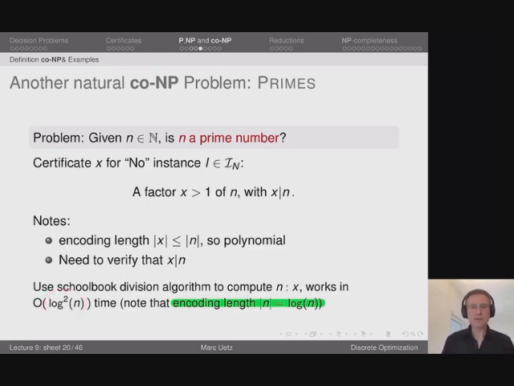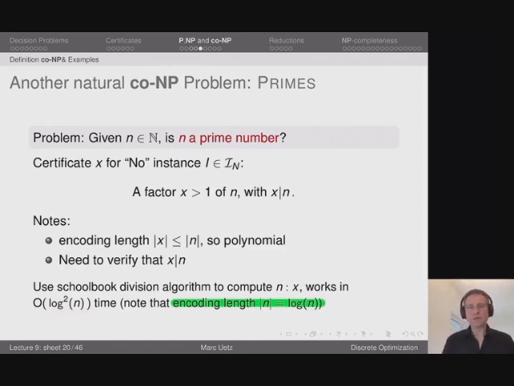And that is also something that we need here because we have to be a bit careful about the encoding length of this problem. So for the problem primes, the instance is just a number, and the encoding length of an instance is just logarithmic in the size of the number, right? It's just log n. So if we want to have an algorithm that verifies the certificate in polynomial time, we have to be able to do that in time polynomial in log n and not in time polynomial in n. But the schoolbook algorithm actually does that.